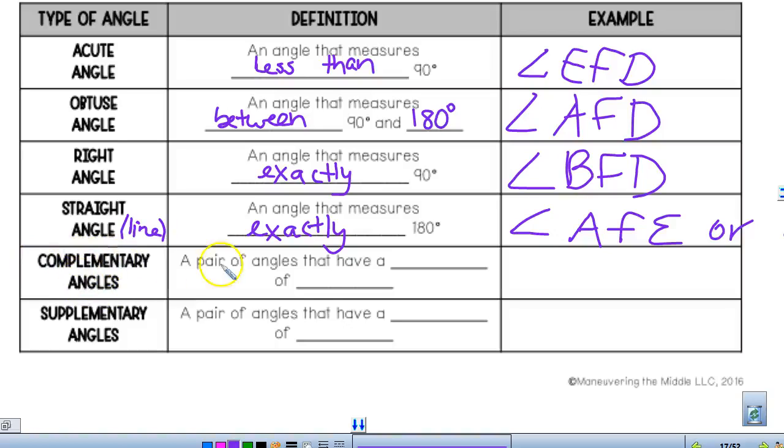So complementary angles are a pair of angles that have a sum of 90 degrees. So complementary angles have a sum of 90 degrees, and a sum means that they add up to 90 degrees. And we're actually going to stay down here and talk about supplementary angles as well. Supplementary angles are a pair of angles that have a sum of 180 degrees.